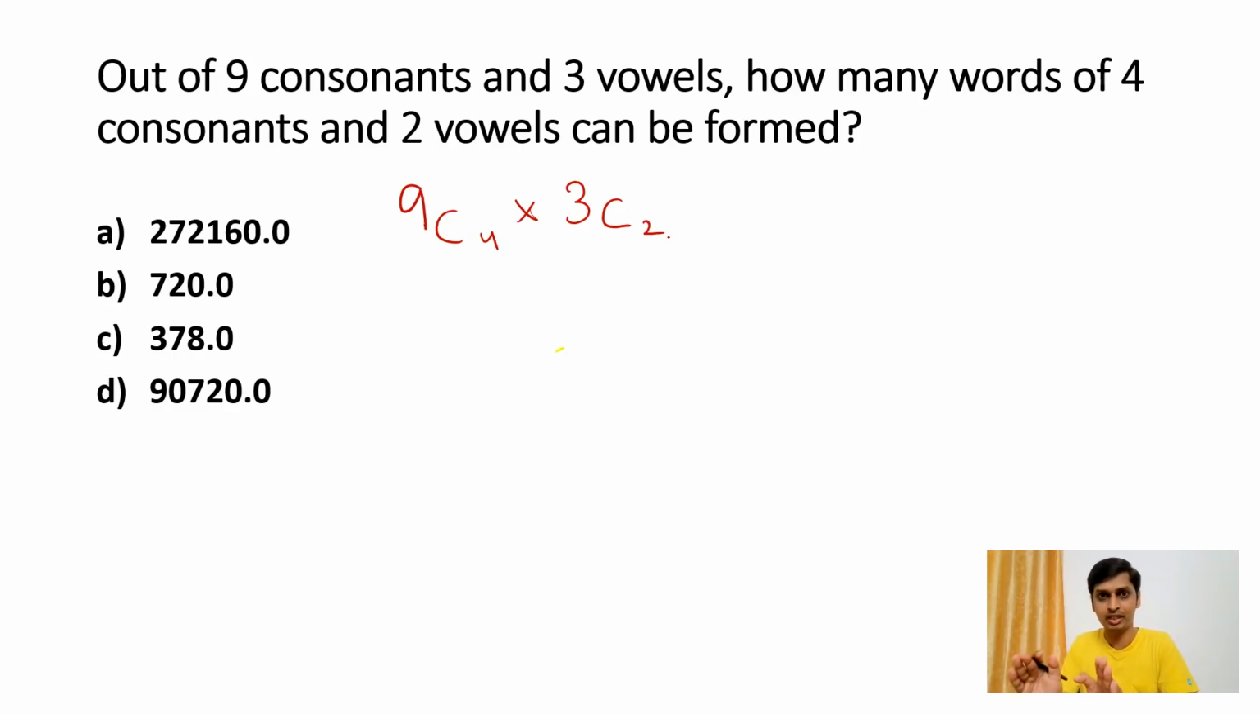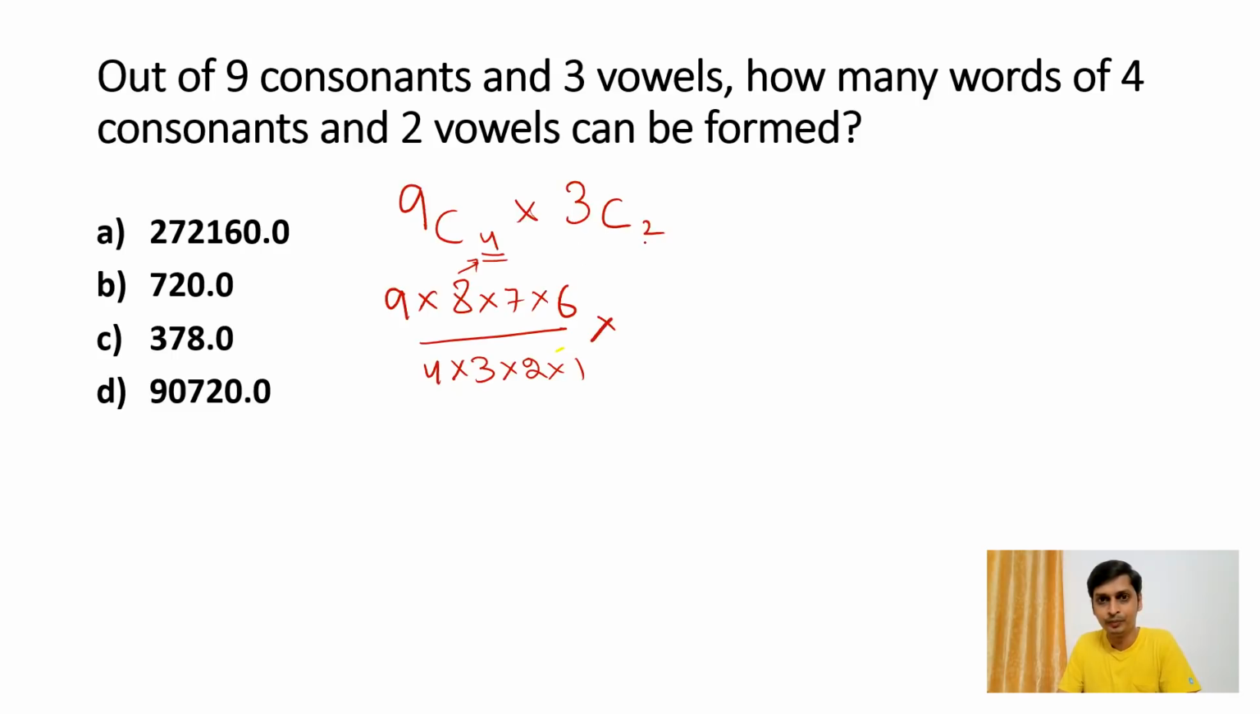So how to solve 9C4? Please don't use formulas. We know the shortcut, right? So 9C4 is nothing but 9 into 8 into 7 into 6. You have to stop at 6 because you write the numerator for only 4 places. Divided by 4 factorial, 4 into 3 into 2 into 1, because at the bottom you have 4.